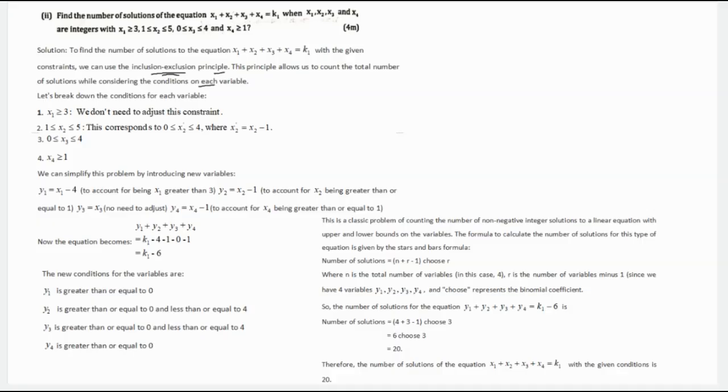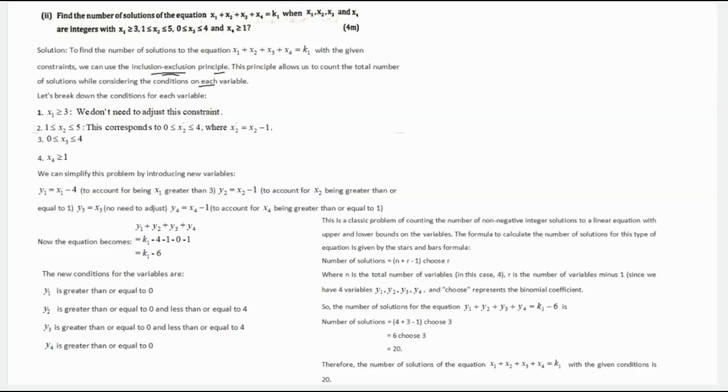The number of solutions for this type of equation is given by the Stars and Bars formula. So the number of solutions will be n plus r minus 1 choose r, where n is the total number of variables, in this case 4, and r is the number of variables minus 1, since we have 4 variables y1, y2, y3, y4, and choose represents the binomial coefficient. So now the number of solutions for the equation y1 plus y2 plus y3 plus y4 equals 6.